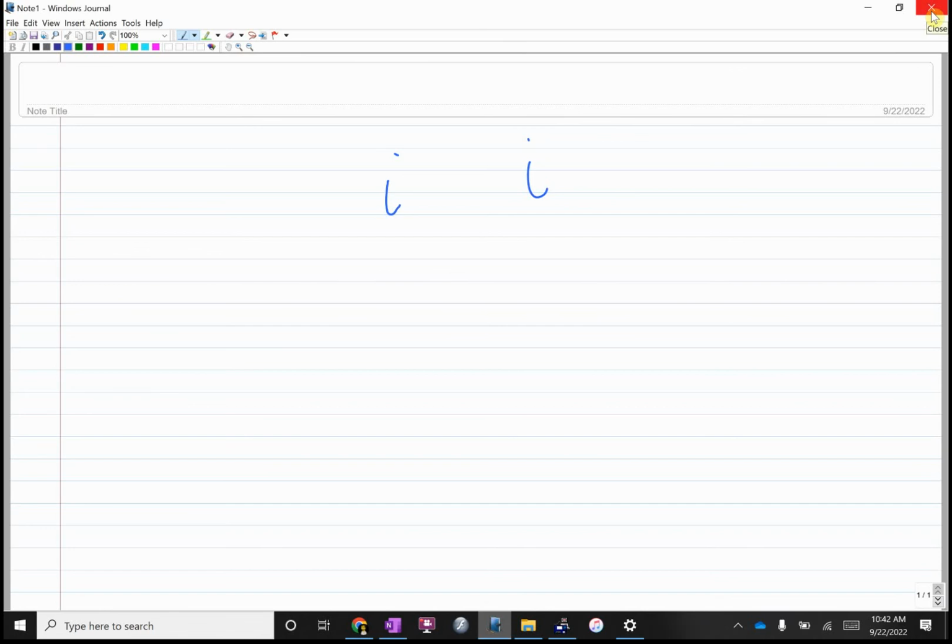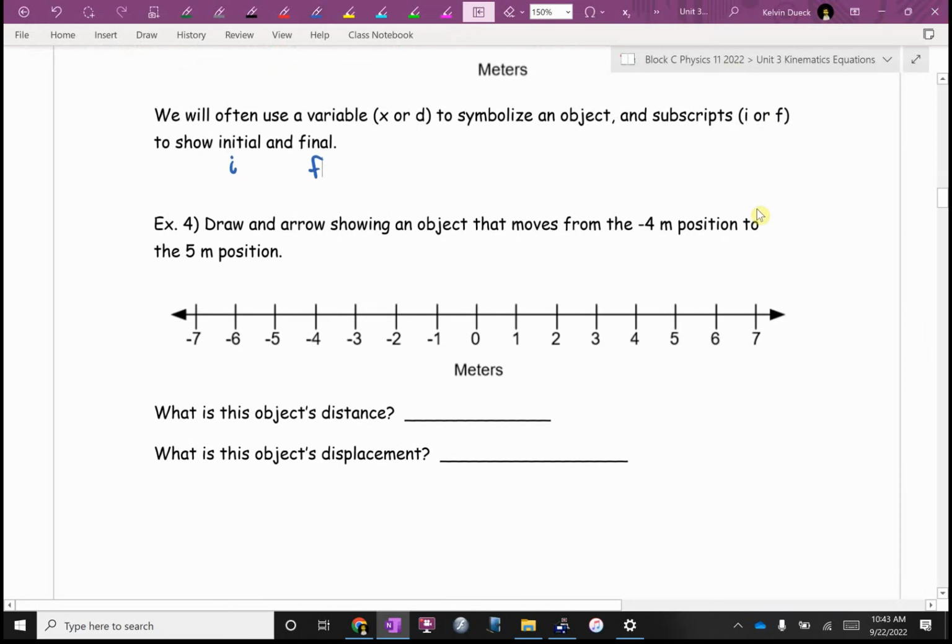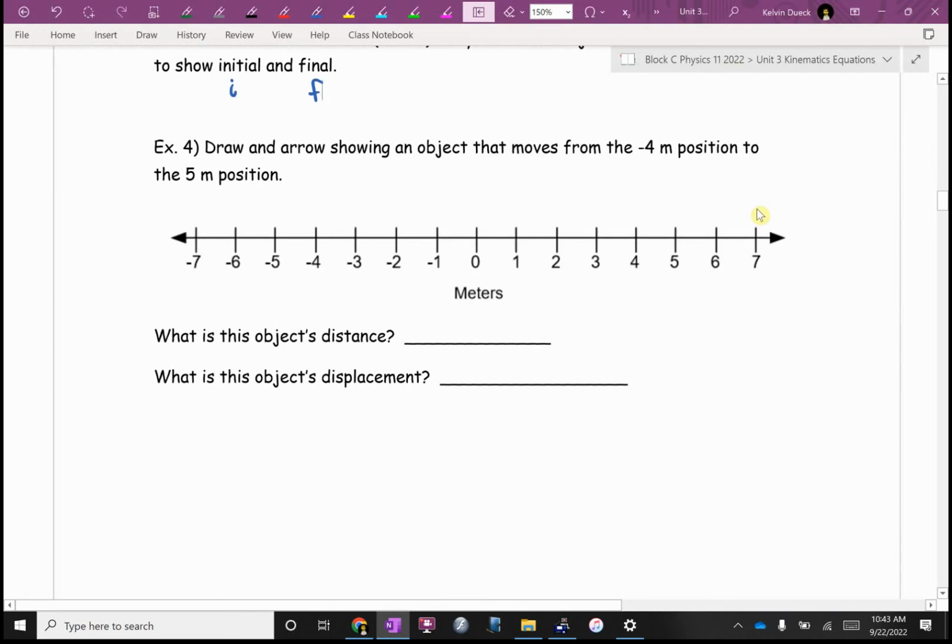Initial i means starting out. Final f means where you ended up. Example 4 says, draw an arrow showing an object that moves from the -4 position to the +5 position. I'm going to put a little dot right there. I'm going to label that initial. I'm going to put a little dot right there. I'm going to label that final. And then I'll draw on the arrow. You can freehand or you can use a ruler. I don't care.